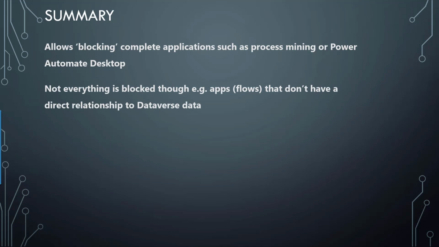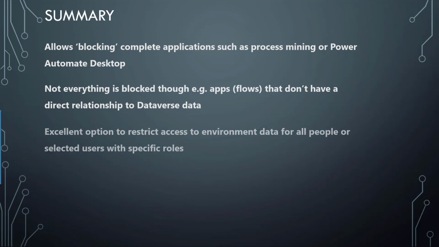But not everything is blocked. So for example, if you have Power Automate flows that do not make use of Dataverse connectors, that just send out simple emails as an example, then this is still working. No problem. Of course, you can block it by using additional setups and configurations such as data loss policies and so on. But this feature basically allows this. And of course, it's an excellent option to restrict the access to environment data for either all people or people with specific user roles or whatever you need.